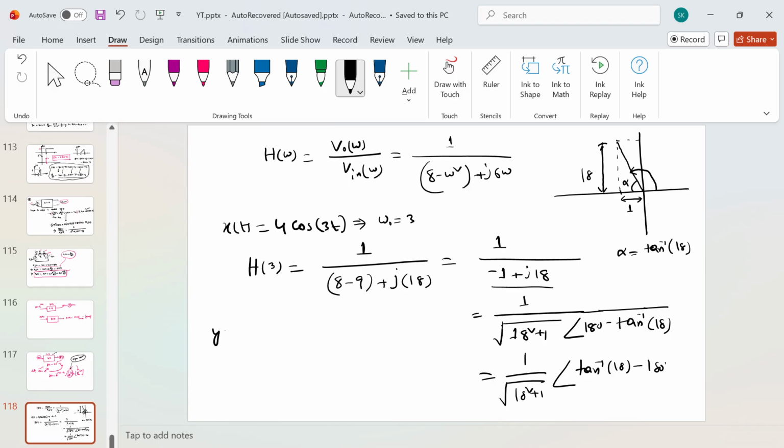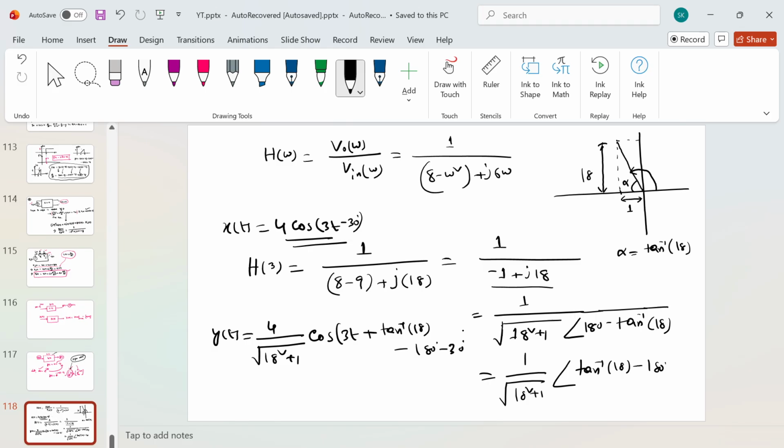So your output y of t will simply become 4 over square root of 18 square plus 1, times cos(3t plus tan inverse 18 minus 180 degree). But I have calculated the output for this input. If there is a shift in input, that means 3t minus 30 degree, we have to subtract the 30 degree from the output also, because it is just simple time shifting, so there should not be any effect.